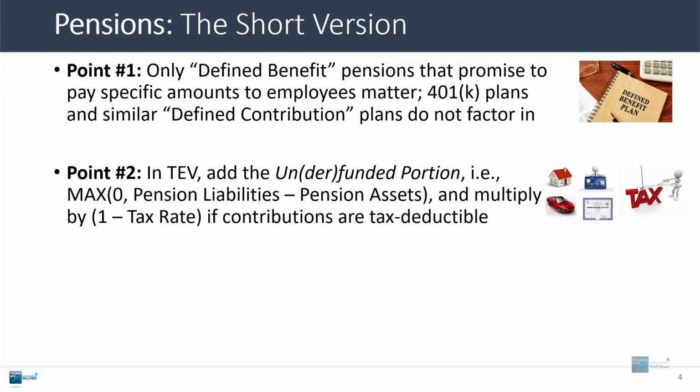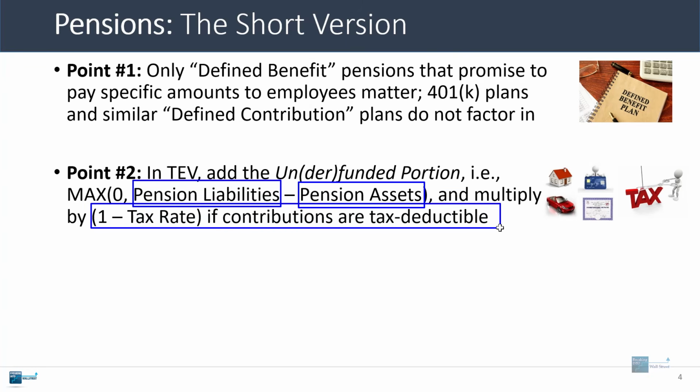If you are dealing with a defined benefit pension and it is underfunded, in other words, the pension liabilities exceed the pension assets, so the amount that is owed in the future exceeds what the company has set aside to pay for it, then you normally add that amount, and if the contributions into the pension plan are tax deductible for the company, you multiply by 1 minus the tax rate.